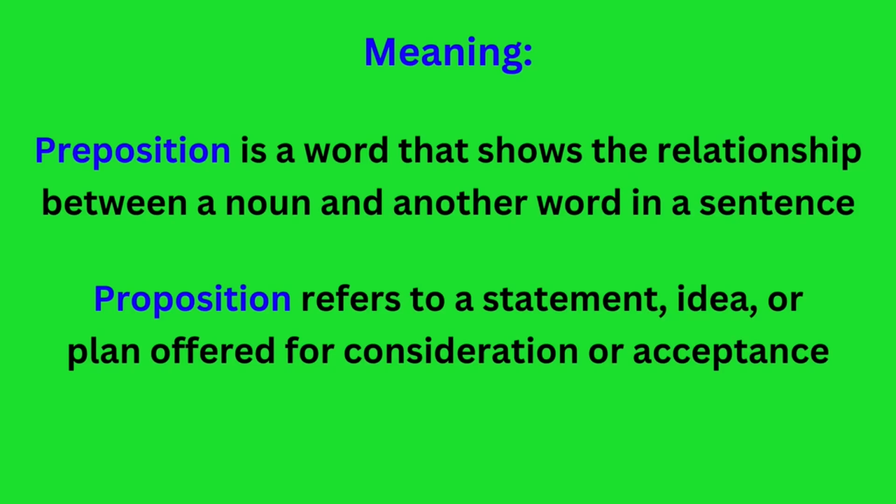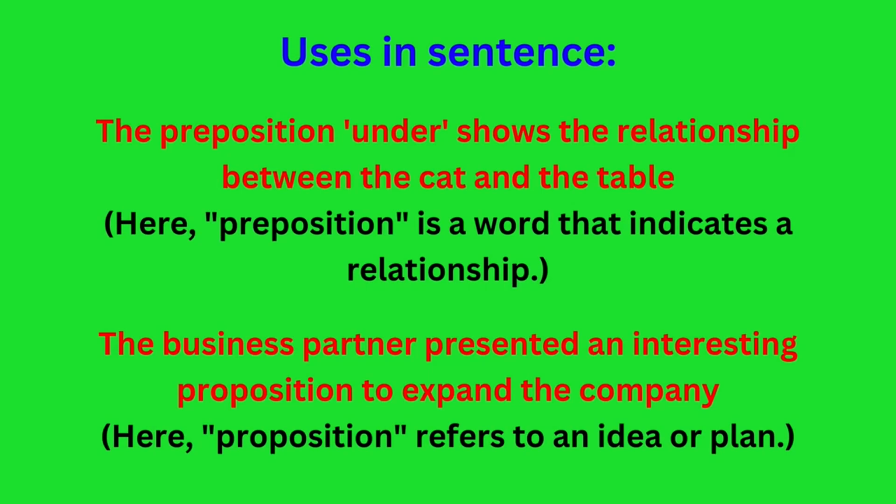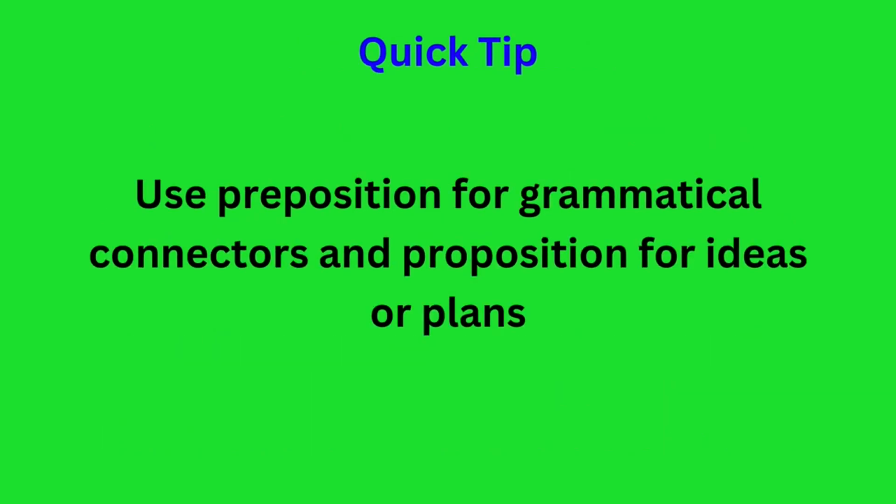Meaning. Preposition is a word that shows the relationship between a noun and another word in a sentence. Proposition refers to a statement, idea, or plan offered for consideration or acceptance. In a sentence, the preposition under shows the relationship between the cat and the table. Here, preposition is a word that indicates a relationship. The business partner presented an interesting proposition to expand the company. Here, proposition refers to an idea or plan. Quick tip. Use preposition for grammatical connectors and proposition for ideas or plans.